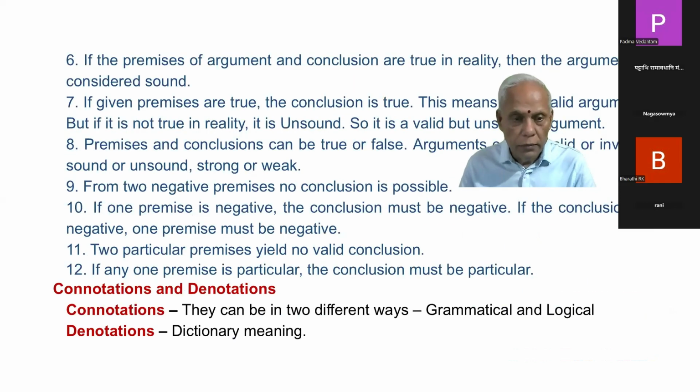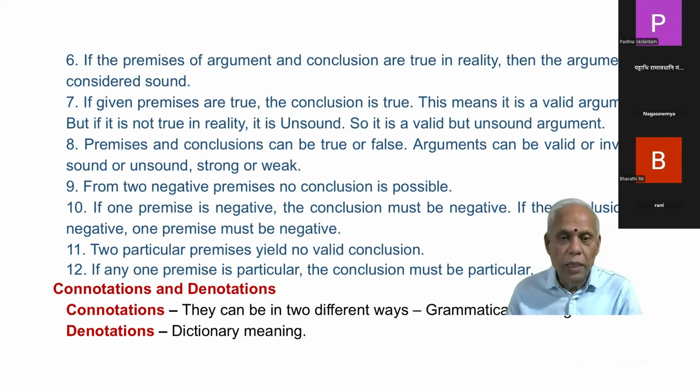And then, if the premises of an argument and its conclusion are true in reality, then the argument is considered sound. This we have seen above. If the given premises are true, the conclusion is true. This means it is a valid argument. But if it is not true in reality, it is unsound. So it's a valid but unsound argument.